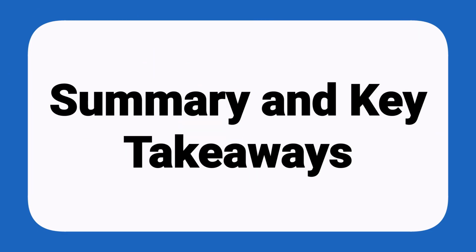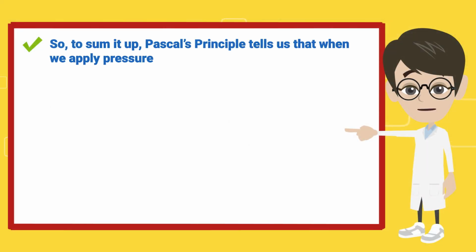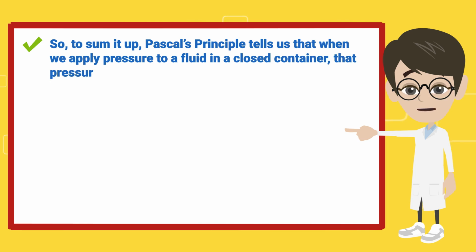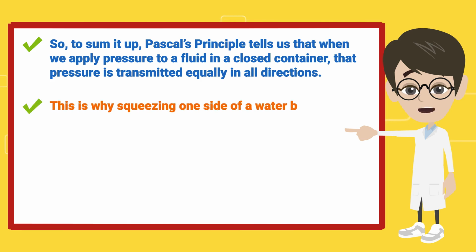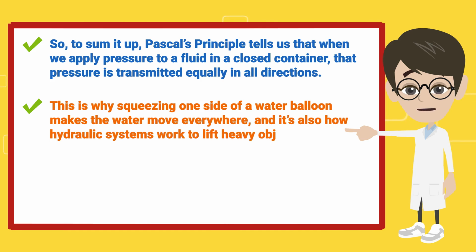Summary and key takeaways. So, to sum it up, Pascal's principle tells us that when we apply pressure to a fluid in a closed container, that pressure is transmitted equally in all directions. This is why squeezing one side of a water balloon makes the water move everywhere. And it's also how hydraulic systems work to lift heavy objects.